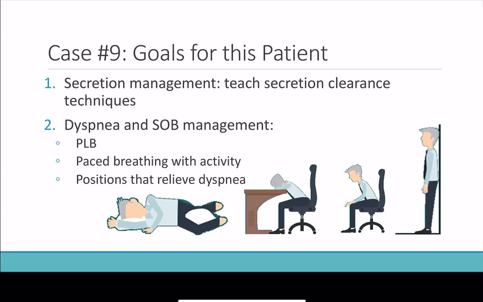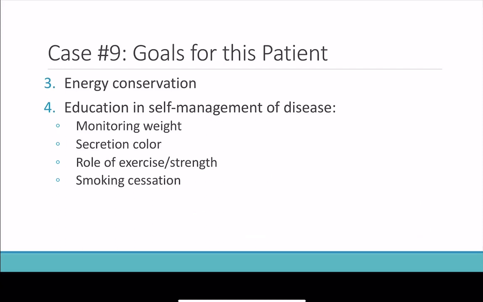Give him some tools in his toolbox so that when the demand of breathing exceeds his ability to match, he can get himself into a good posture position to help increase his ability to breathe. Energy conservation, talking about breaking tasks up and making his room arrangement, his house arrangement, more appropriate, because he might not have as much energy, and you can be successful if you decrease the total energy cost of an activity.